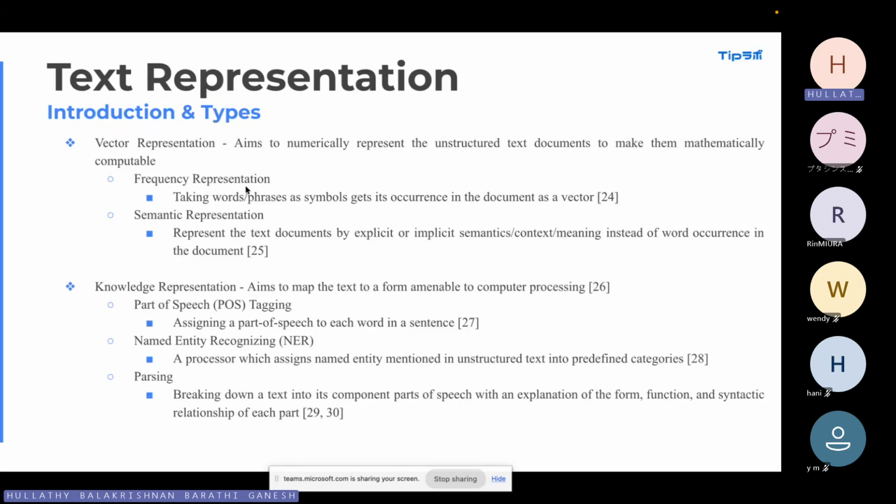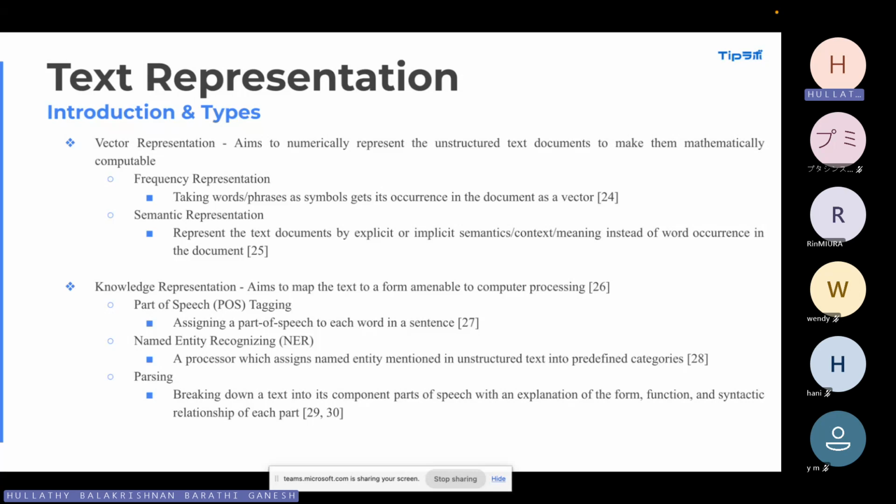Inside vector representation, we have primarily two methods. One is frequency representation, the other is semantic representation. Frequency representation is nothing but just counting the words in numbers. Semantic representation tries to convey the context of the text. I have upcoming slides explaining this in detail, but this is the overall view of what we are going to cover. Then knowledge representation, as we know, represents text as a graph.